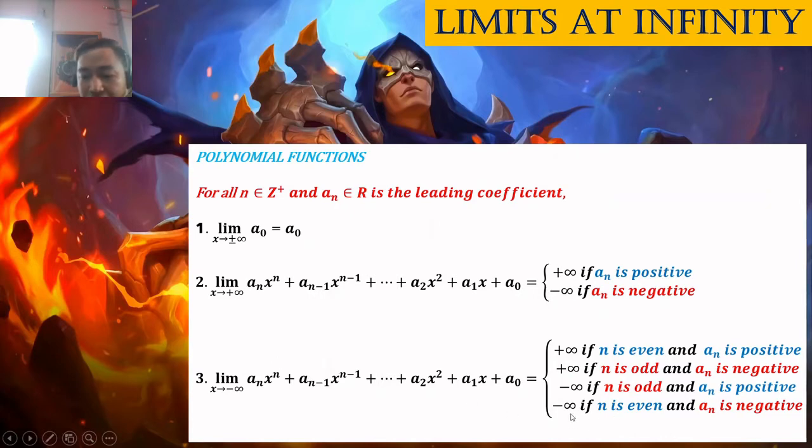Next, negative infinity if n is even. If n is even, x to the n becomes a positive value, and a_n is negative. So the result can be negative. So the answer is negative infinity.